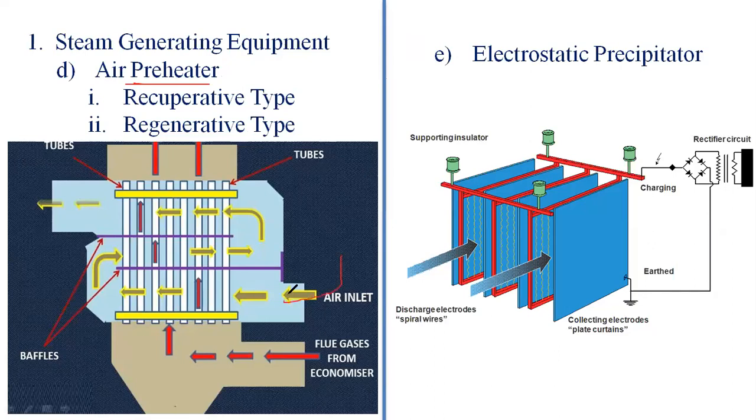Here you can see the air inlet, and the boiler furnace already has the flue gas from the economizer. These are the tubes, surrounded by the burning fuel. The inlet is where we give the atmospheric air. In the atmosphere, the climate is not the same throughout the 365 days of a year. Based upon the season, the climate changes: the rainy season, monsoon season, and the summer season.